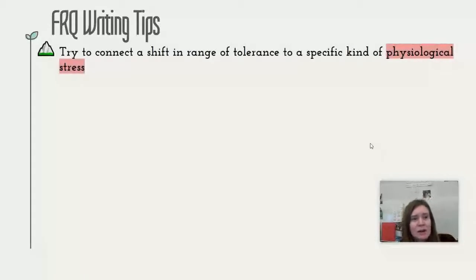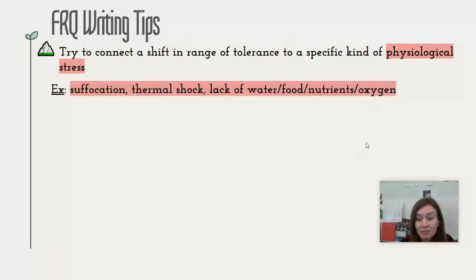All right, so try to connect a shift in range of tolerance to a specific kind of physiological stress. Suffocation. Okay, don't just say stress, okay? Let's get gory here. Suffocation. Thermal shock. That's when it gets too hot and they die. Lack of water, food, nutrients, oxygen. Okay, if you're talking about eutrophication, you could talk about the lack of dissolved oxygen, so they suffocate.